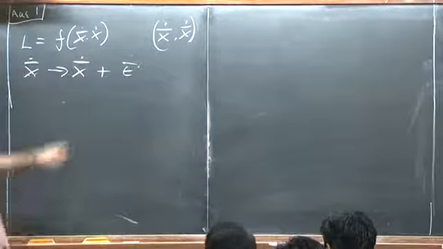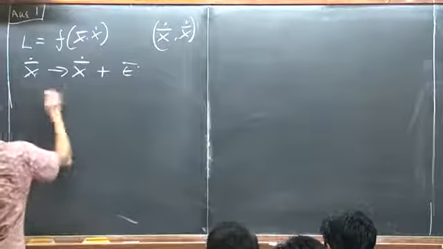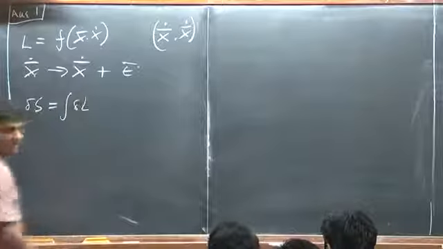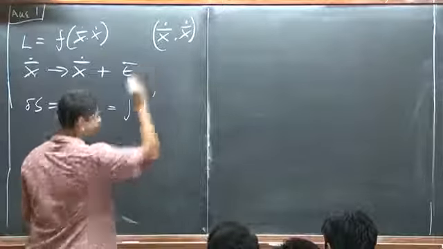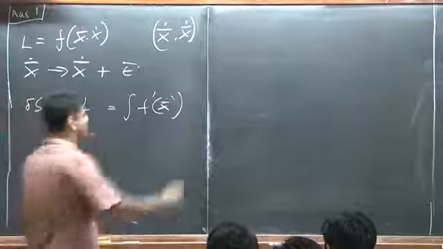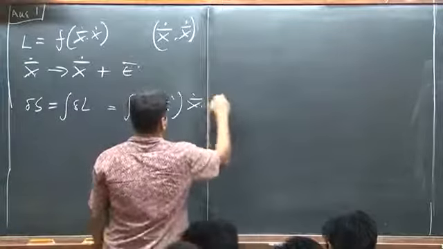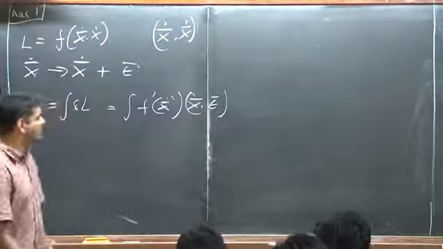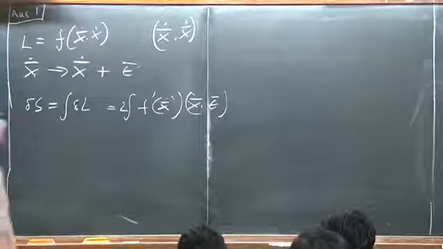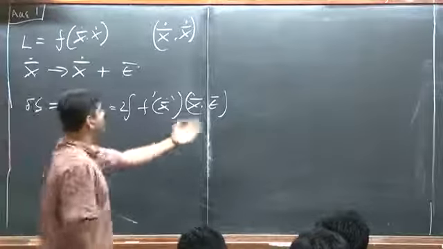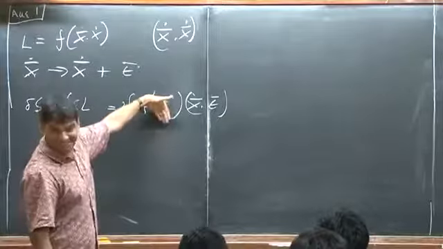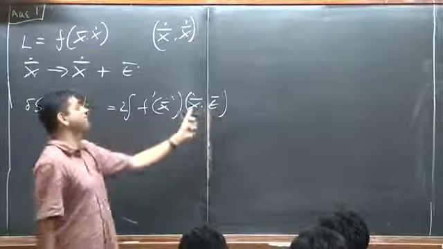This Lagrangian transforms how? Clearly, let's look at the change in the action. So delta S, which is equal to the integral of delta L, is equal to f prime of x dot squared times the change in x dot squared, which is x dot times dot epsilon. Now this in general is nothing nice. But if f prime of x dot squared was a constant, then this is a total derivative.